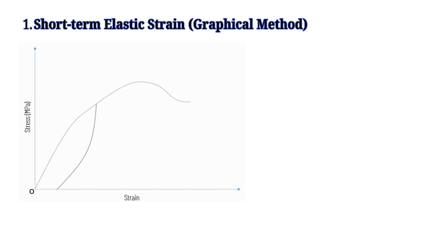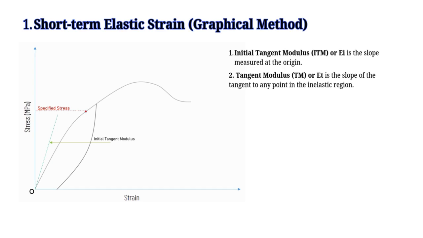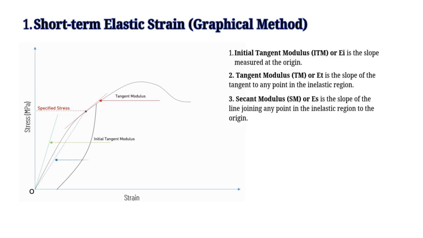By graphical method, we can derive three modulus values for the respective concrete type. 1. Initial tangent modulus, ITM or EI. It is the slope of a tangent measured at the origin. 2. Tangent modulus, TM or ET. It is the slope of the tangent drawn to any point in the inelastic region. 3. Secant modulus, SM or ES. It is the slope of the line joining any point in the inelastic region to the origin.